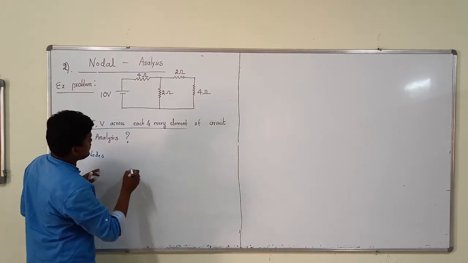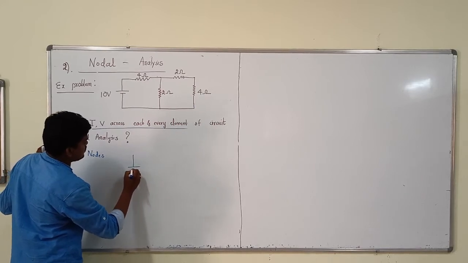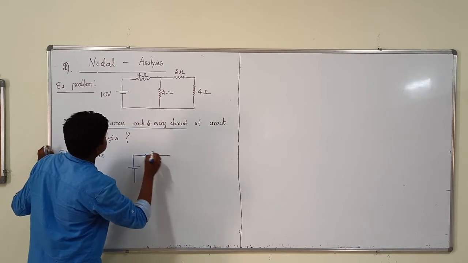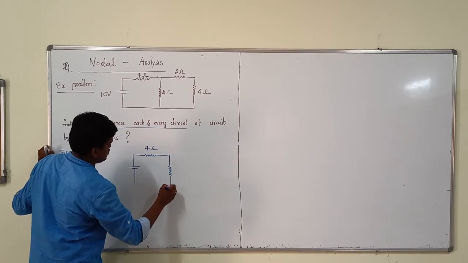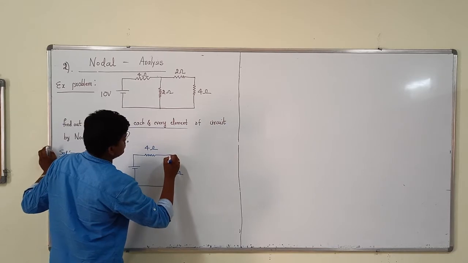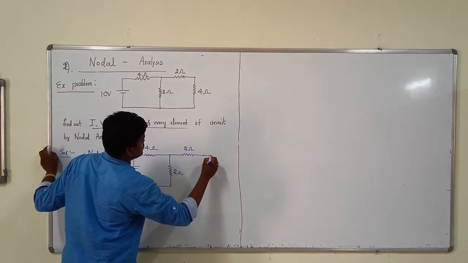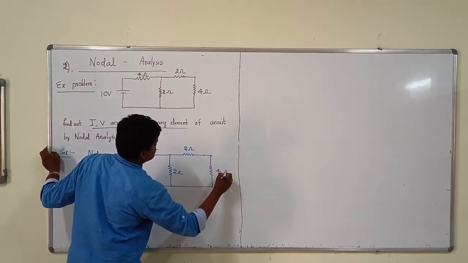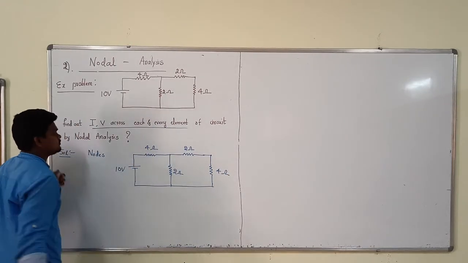So better to redraw the circuit. We will make some modifications. A 4 ohms resistor, here the 2 ohms resistor, we have the 2 ohms resistor, again we have the 4 ohms resistor. The supply is a 10 volts source.